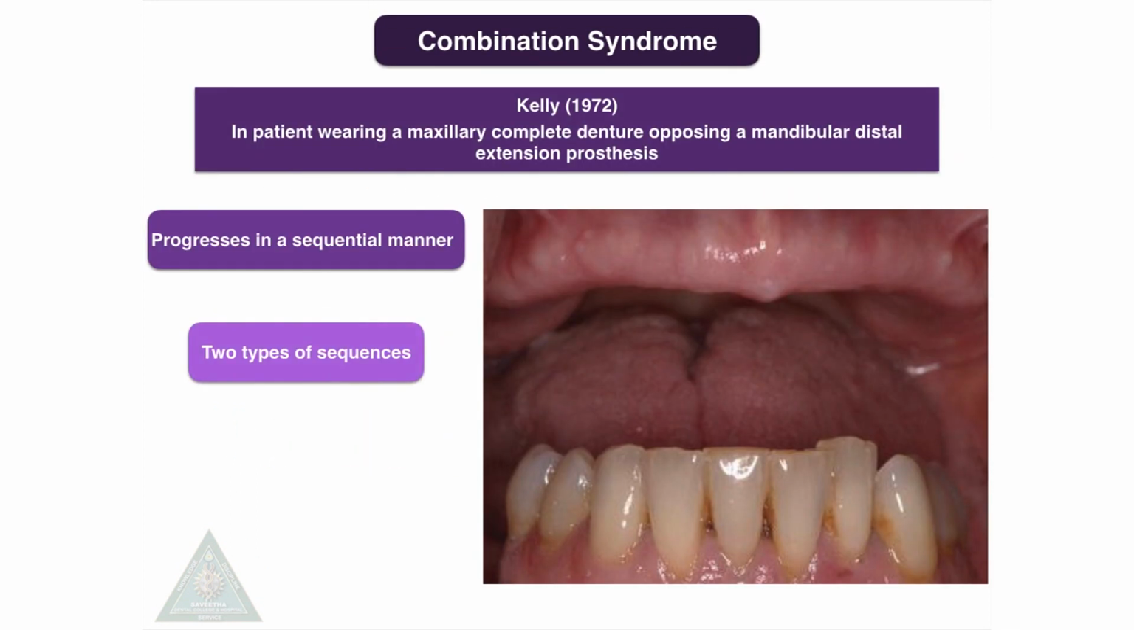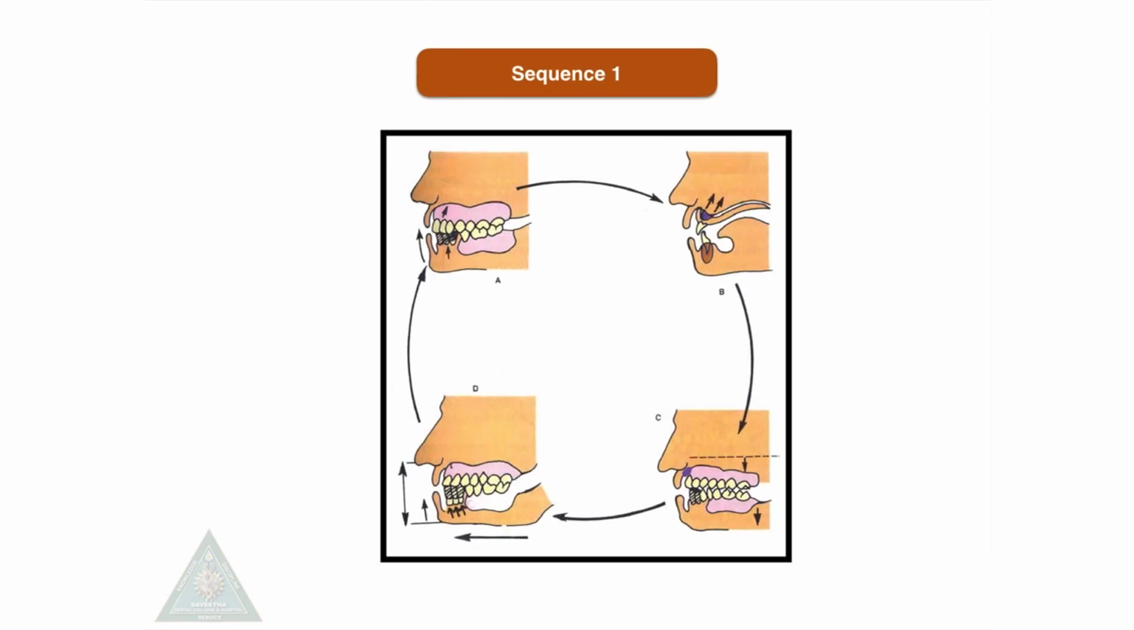Combination syndrome was proposed by Kelly in patients wearing a maxillary complete denture opposing a mandibular distal extension prosthesis. It progresses in a sequential manner and it contains two types of sequences. Sequence 1 of the combination syndrome: excessive load on the anterior region of the complete denture leading to ridge resorption in the maxillary anterior region.